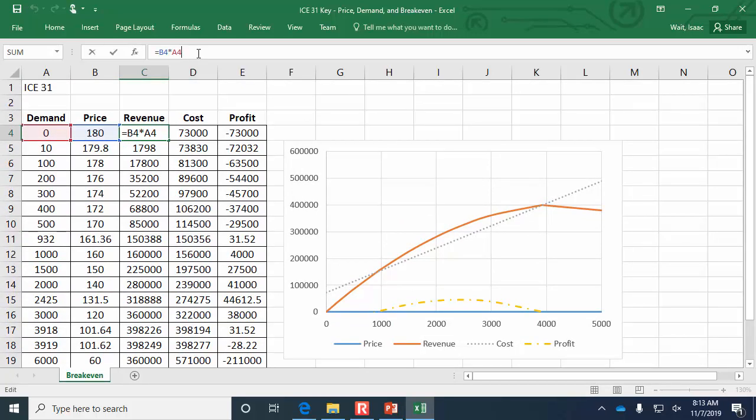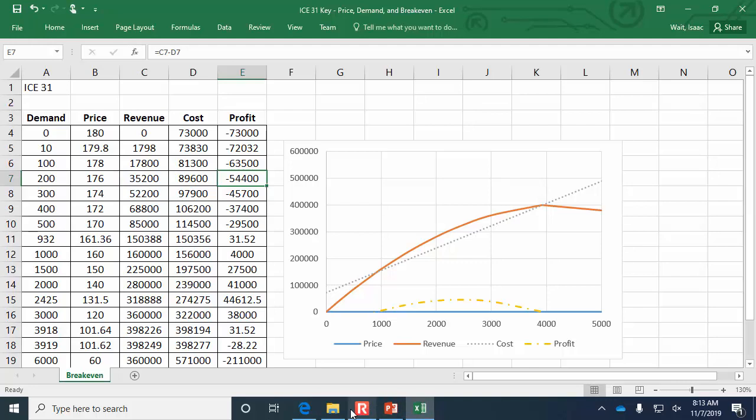The revenue would be the number of units sold times the price. And so this is how much money is coming in. Create a column for revenue, create a column for cost. So the cost is the fixed plus the variable. So we have a cost column, and then profit is just revenue minus cost.